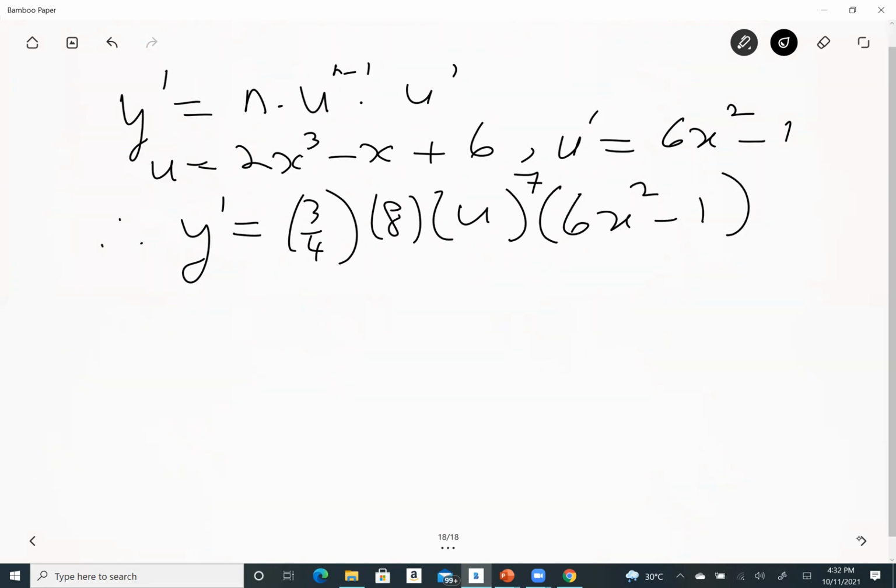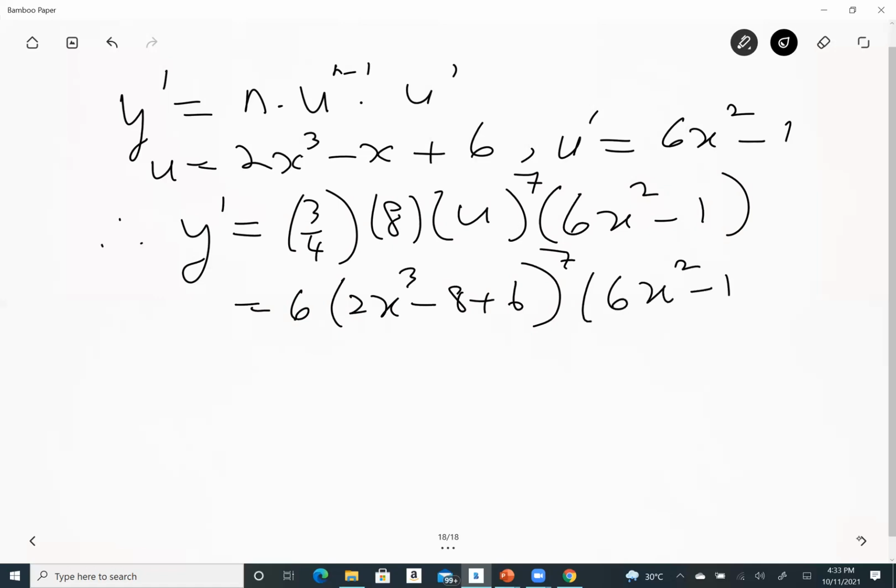And then we simplify, not simplify now, we'll put back u. So now u is 2x cubed minus x plus 6. Reduce the power, we already reduced it. So that is 7, multiplied by 6x squared minus 1.